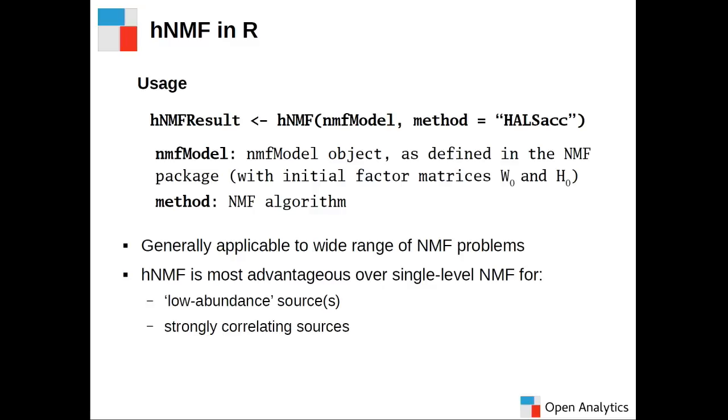NMF. Another scenario where HNMF gives a lot of advantage is when you have strongly correlating sources. So in this case, that would mean you have tissue types which have very similar tissue signatures in terms of the NMR, in terms of the MRI parameters.